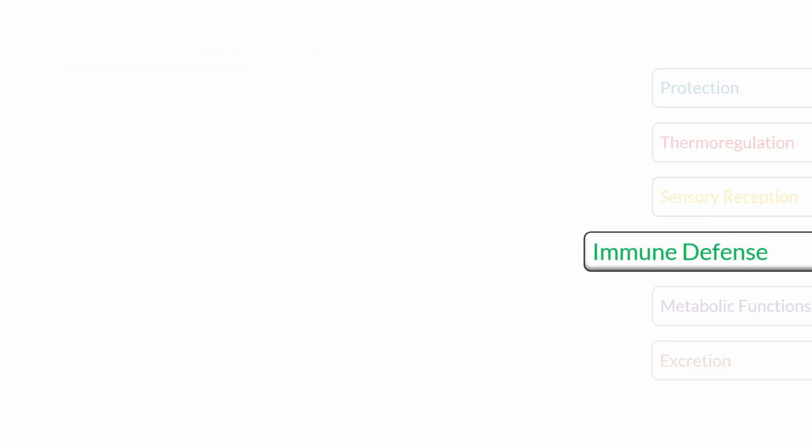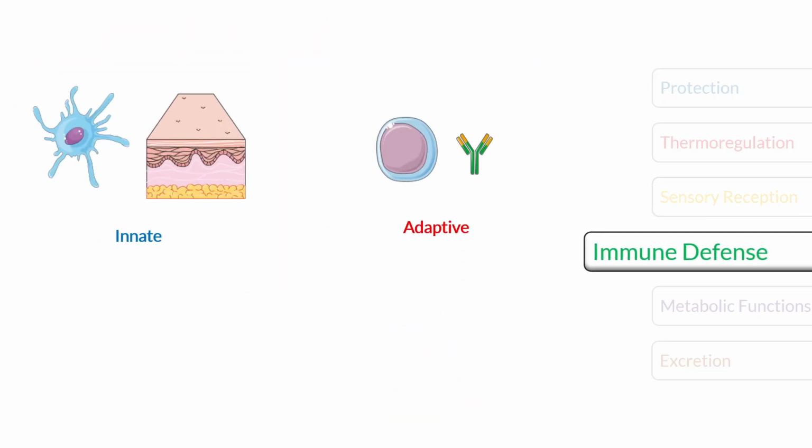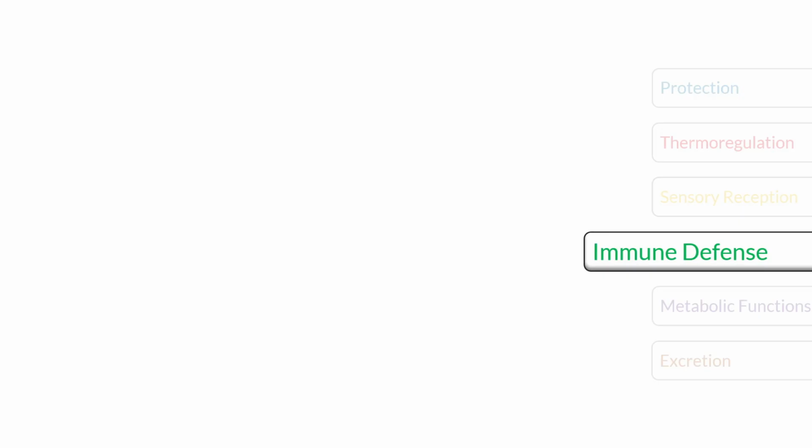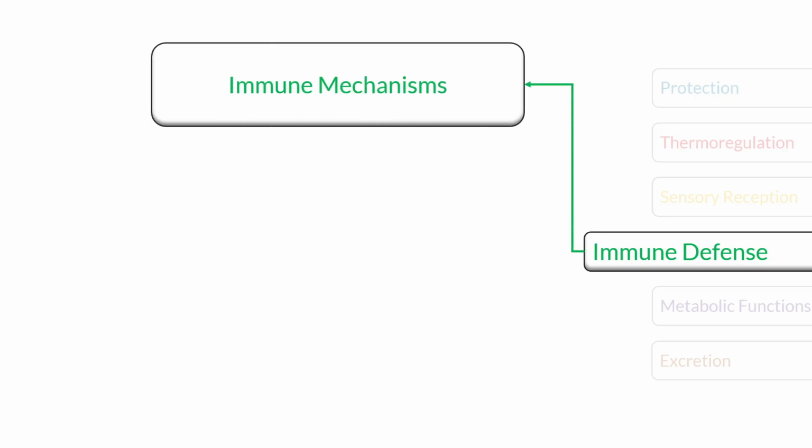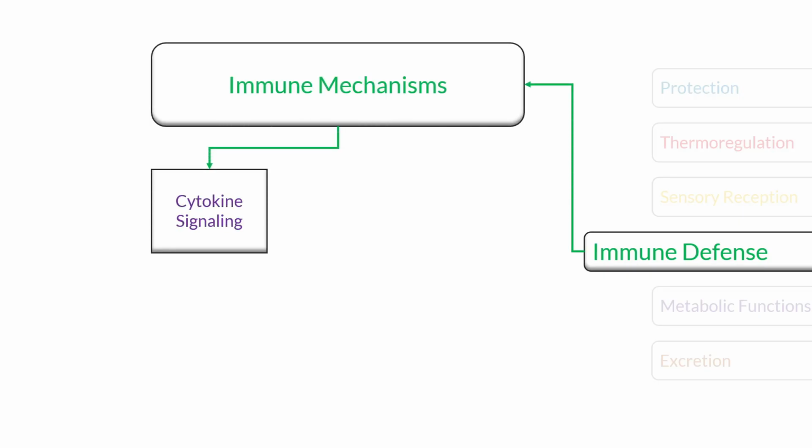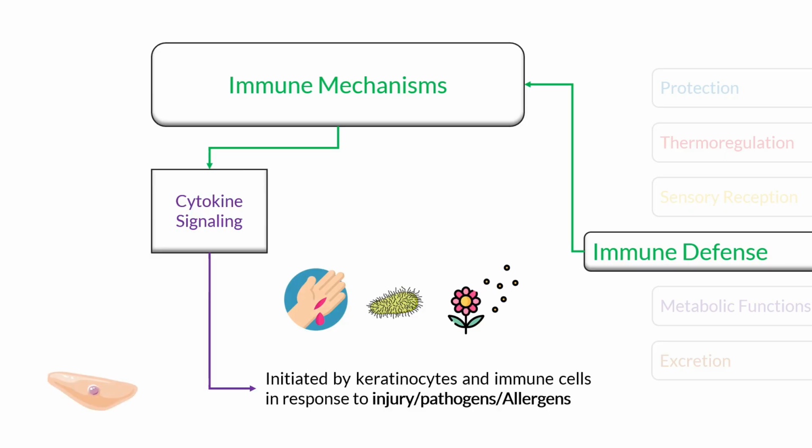The skin is equipped with both innate and adaptive immune mechanisms. Let's break it down into three core components. Cytokine signaling occurs in response to injury, infection, or allergens. Keratinocytes and resident immune cells release cytokines such as interleukin-1 and tumor necrosis factor alpha. These molecules initiate inflammation, recruit immune cells, and stimulate tissue repair.